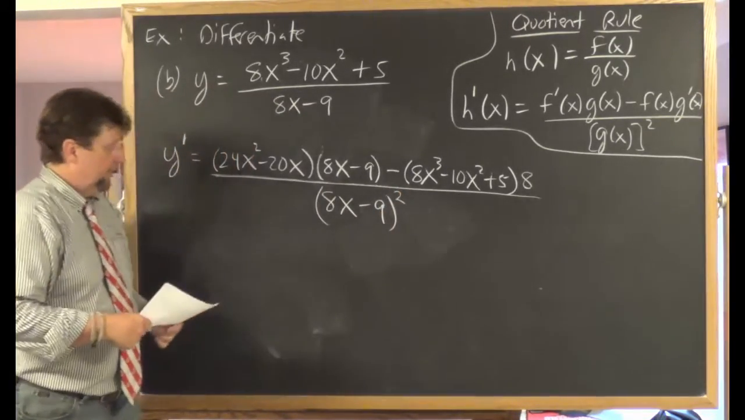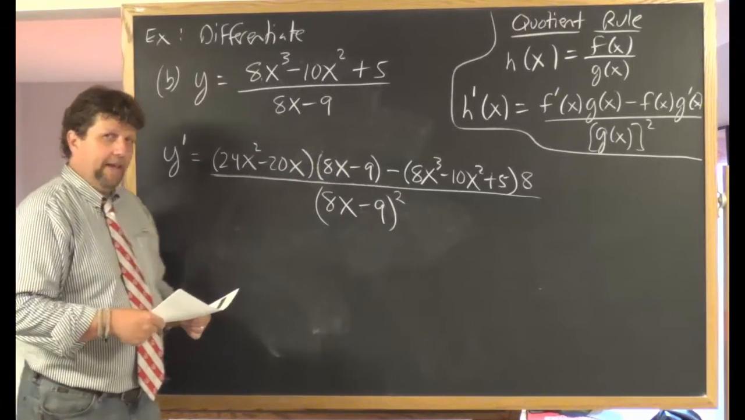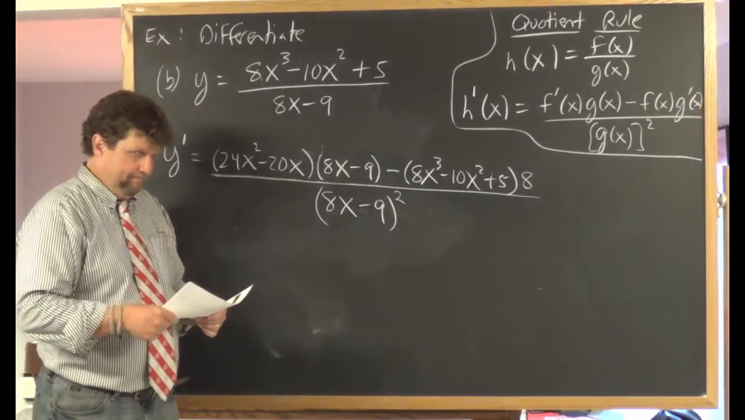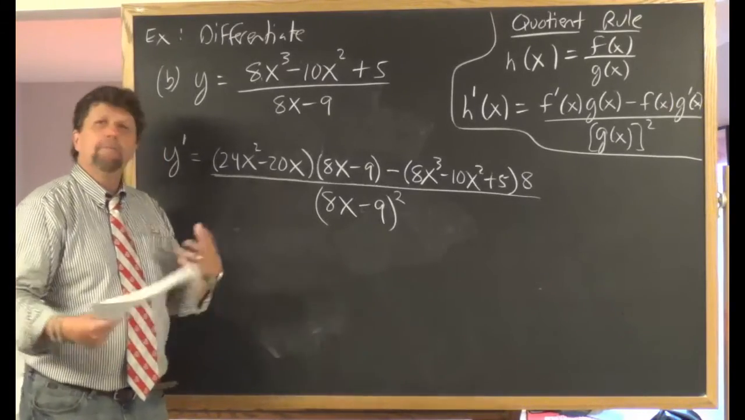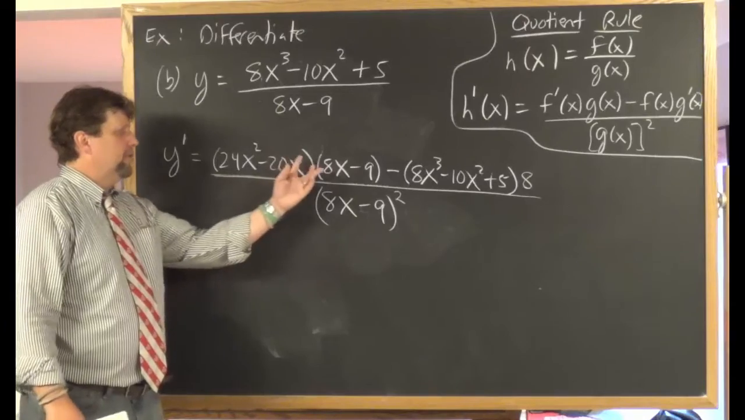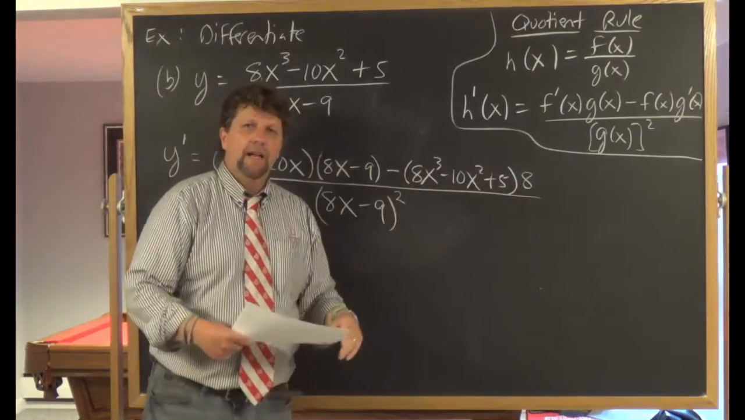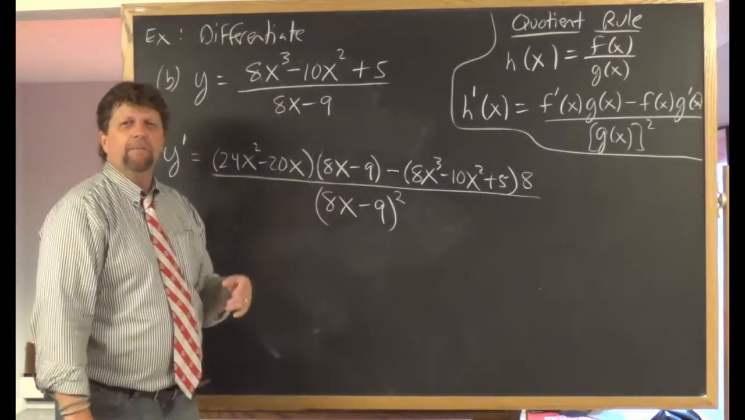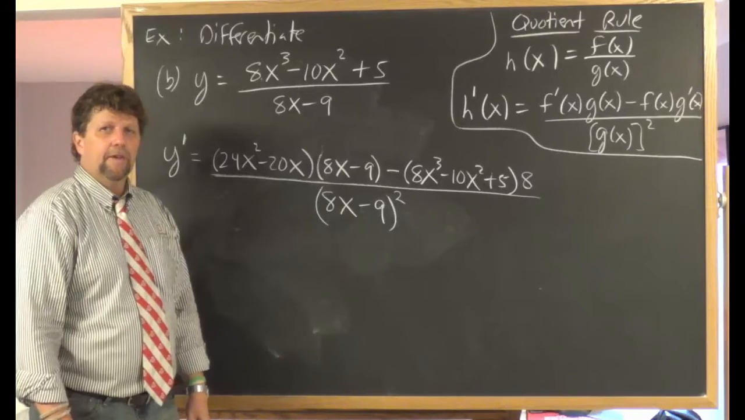Oh, what a mess that is. I'm debating. Do we want to simplify that or not? Yeah, let's just leave it as it is. The only simplifying we could do is to FOIL these two terms out here, distribute this -8, combine like terms, but we simplified part A. I'm going to stop here in part B, and that's the derivative.